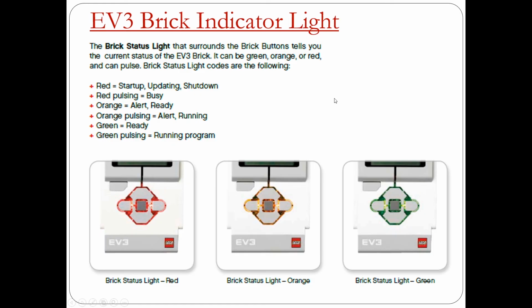EV3 brick indicator light. We have a lot of indicators here. We have red, starting up or updating or shutting down. Red, pulsing, it means it's busy, it's doing something. We have orange, alert or ready. We have orange, pulsing, alert or running. We have green, ready. We have green, pulsing, running the program.